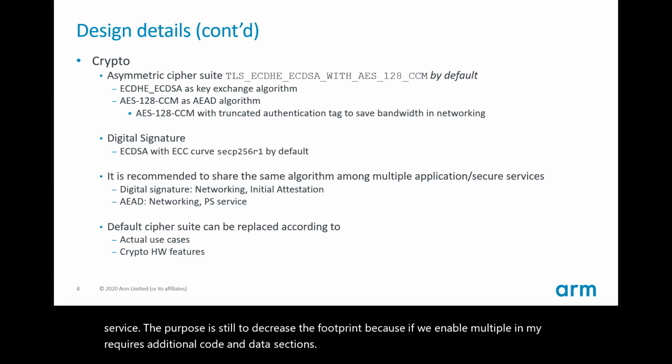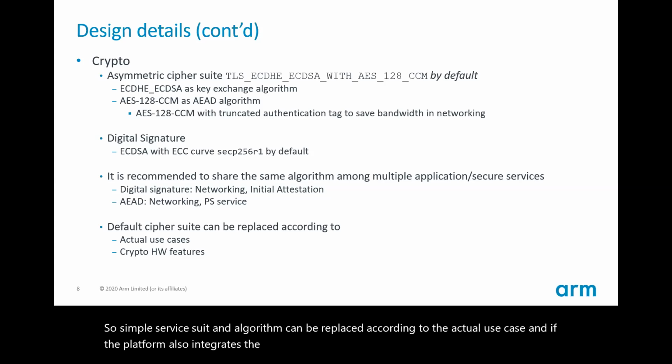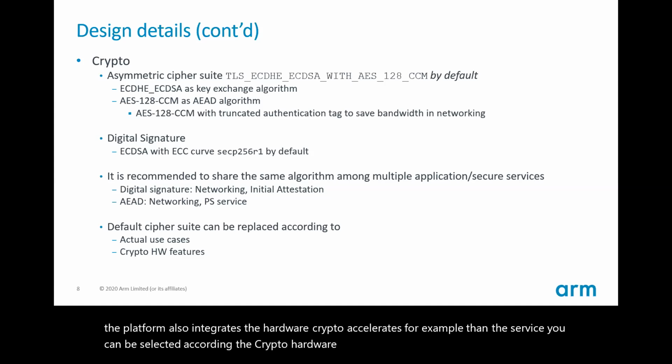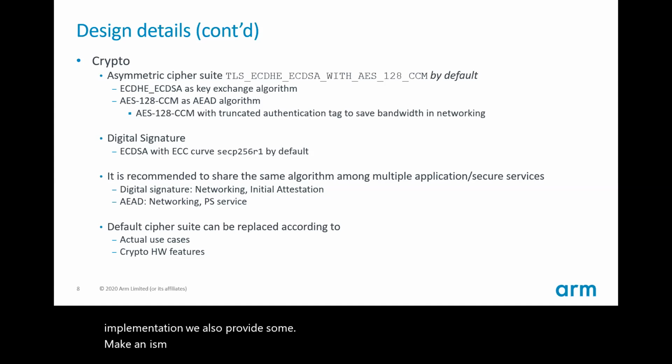However, the default cipher suite and algorithms can be replaced according to the actual use case. And if the platform also integrates hardware crypto accelerators, for example, then the cipher suite can be selected according to the crypto hardware features. So in the Profile Medium implementation, we also provide a mechanism to replace the default cipher suite according to the platform and the use case.